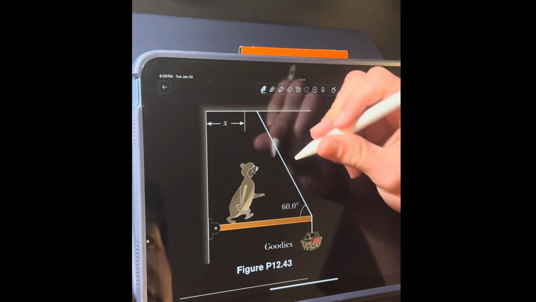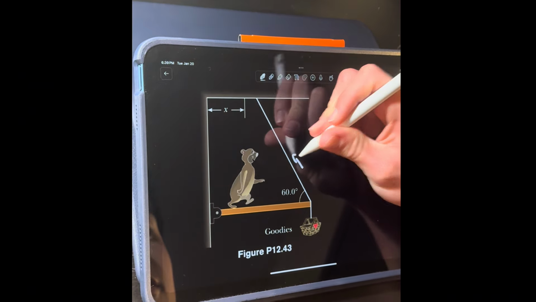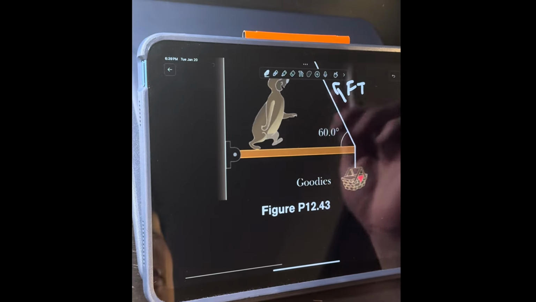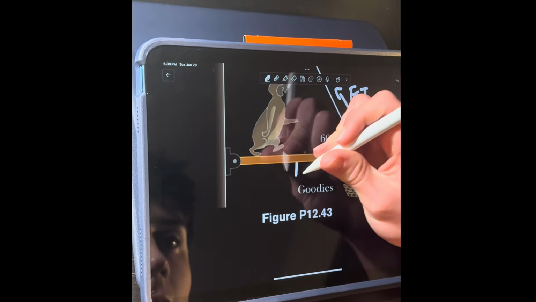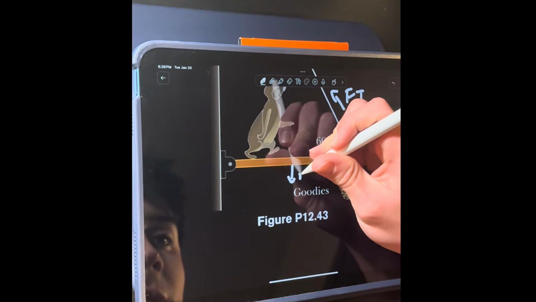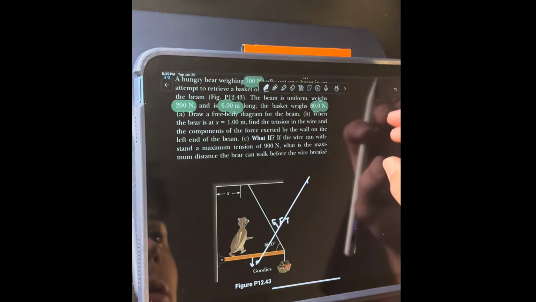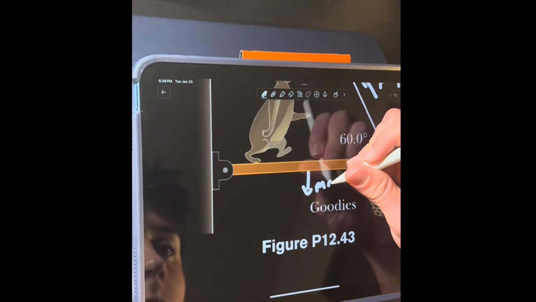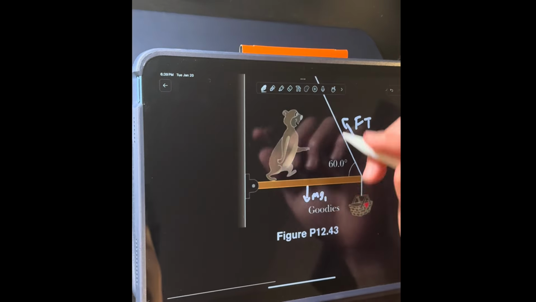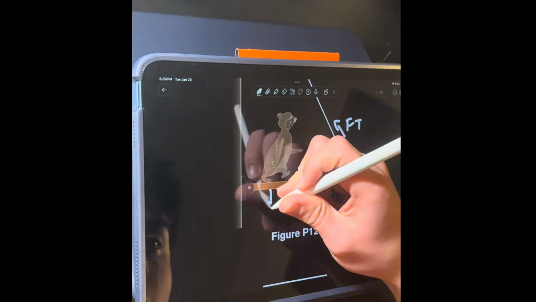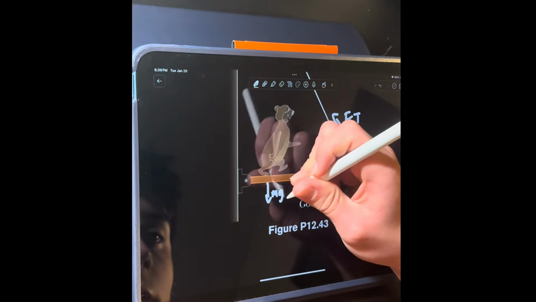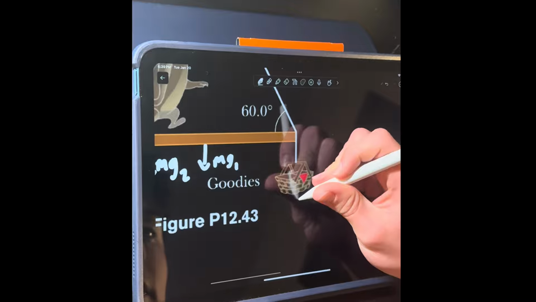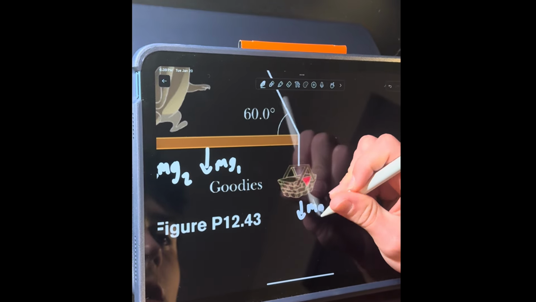As we can see right here, there's a force tension going upwards. The beam has its own gravitational force. So right here, where the center of mass would probably be, we'll name it mg1. Where the bear is standing, the bear will have its own force of gravity too, so mg2. And the basket over here on the edge of the beam will also have its own, so we'll do mg3.